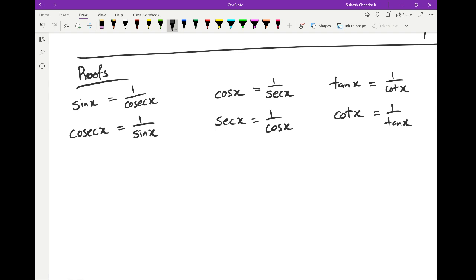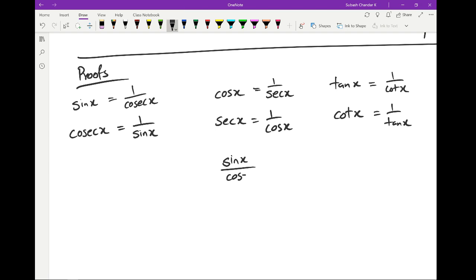Now all of these things, I believe, are given to you guys in your formula sheet. All right, so those are some of the first basic ones that you need to know. The second basic ones that are worth knowing is this one here.